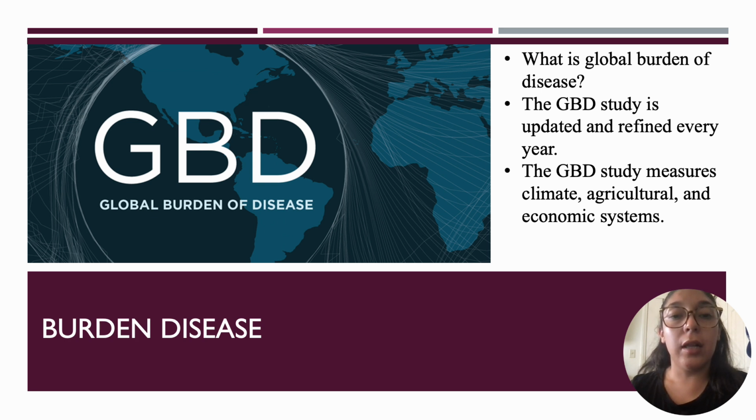Frequent studies of climate change, agriculture, and economic status are beneficial to burden of disease because of the correlation. Each of these categories influences the people in the world. Climate change, agriculture, and economic status are effective in causing issues in health and living conditions.